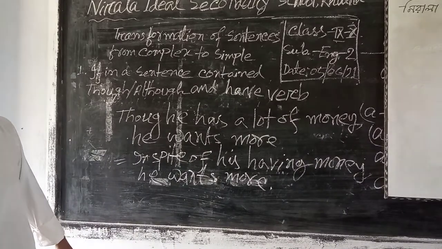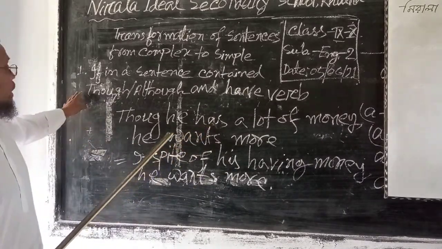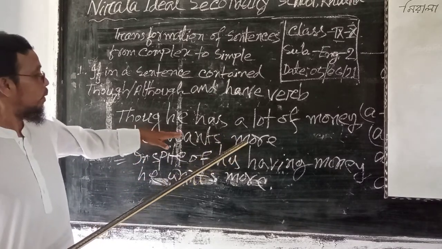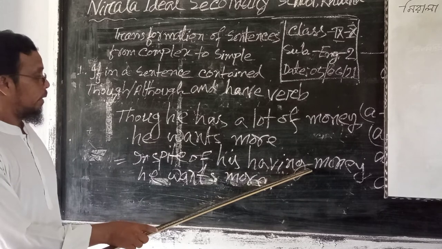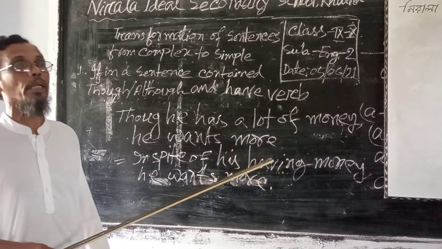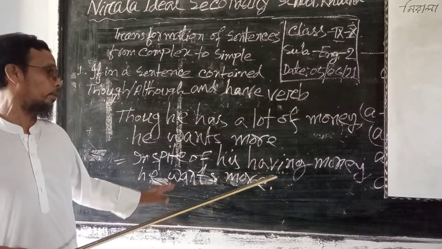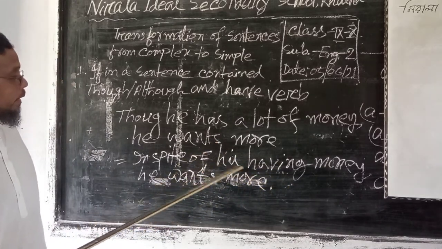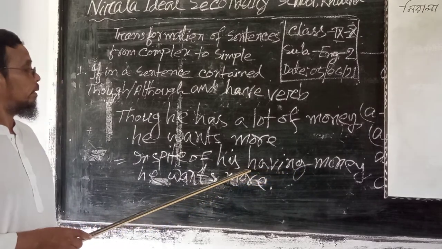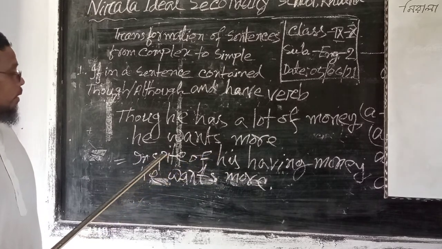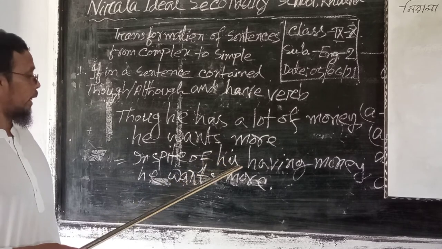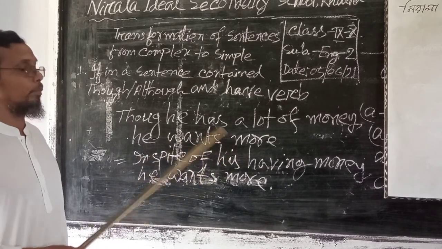Dear learner, in past lectures I have used being instead of be verbs, that means am, is, are, or were. But in this sentence I have used having. So in this way, you will change the sentences from complex to simple.